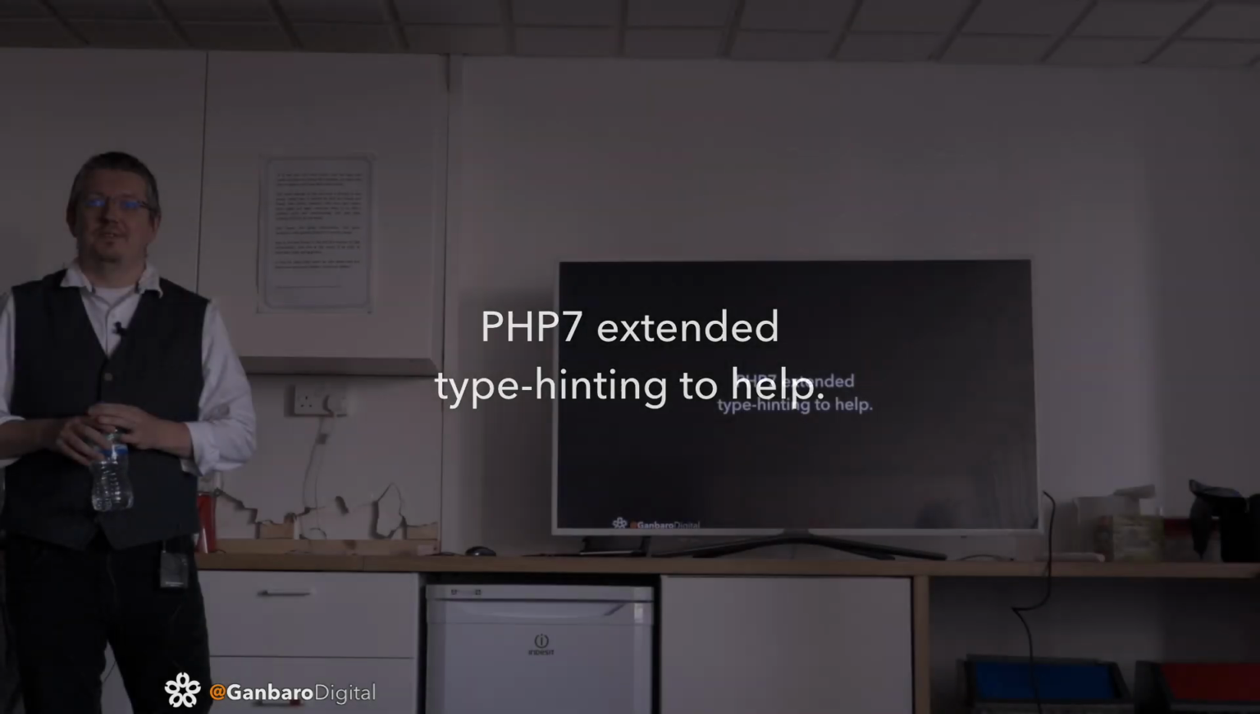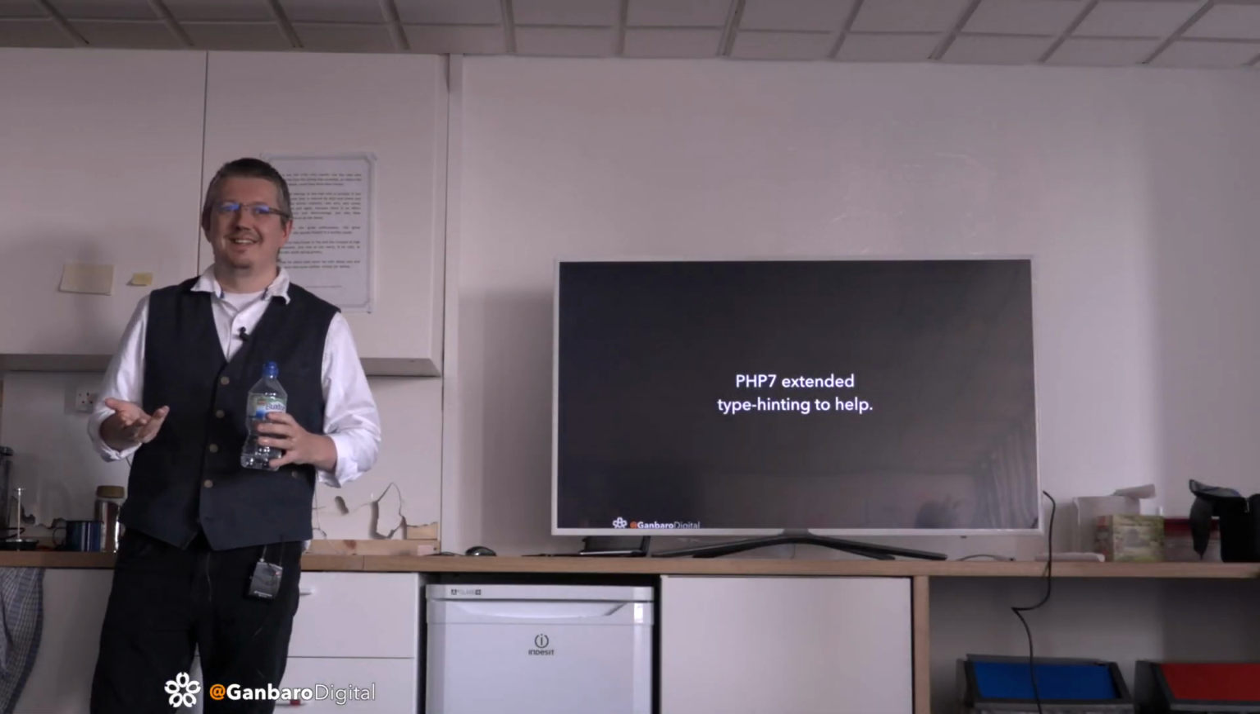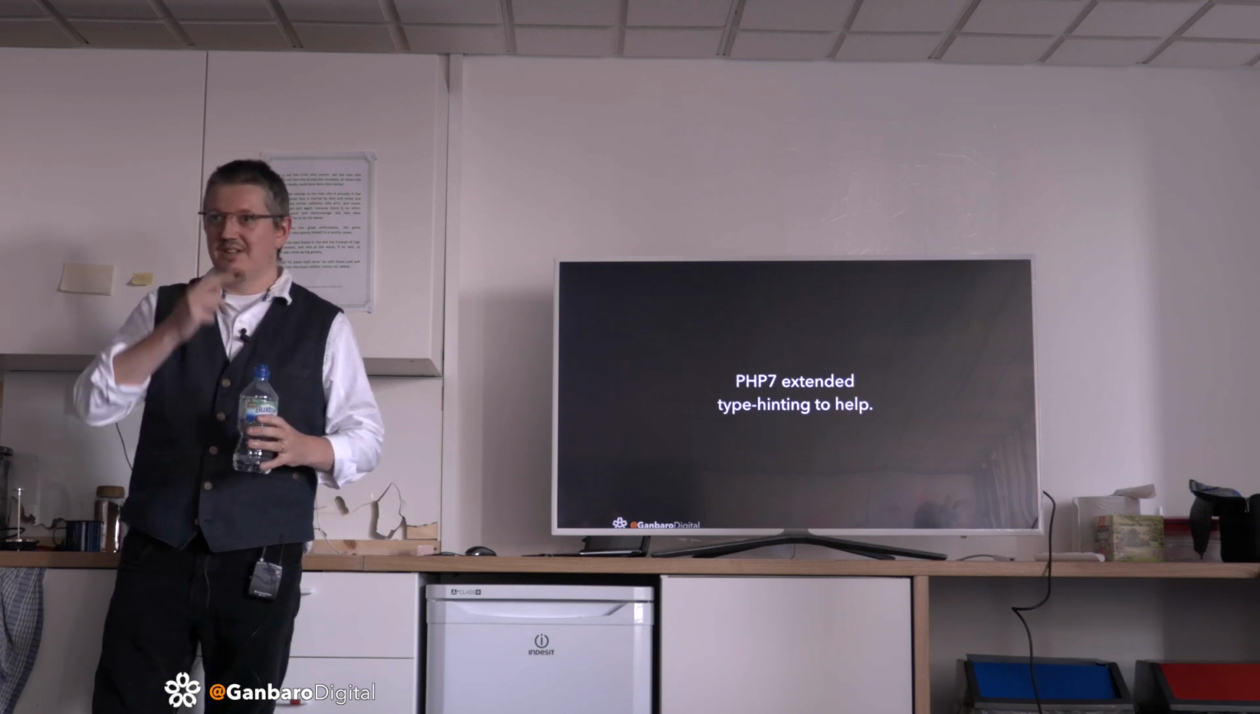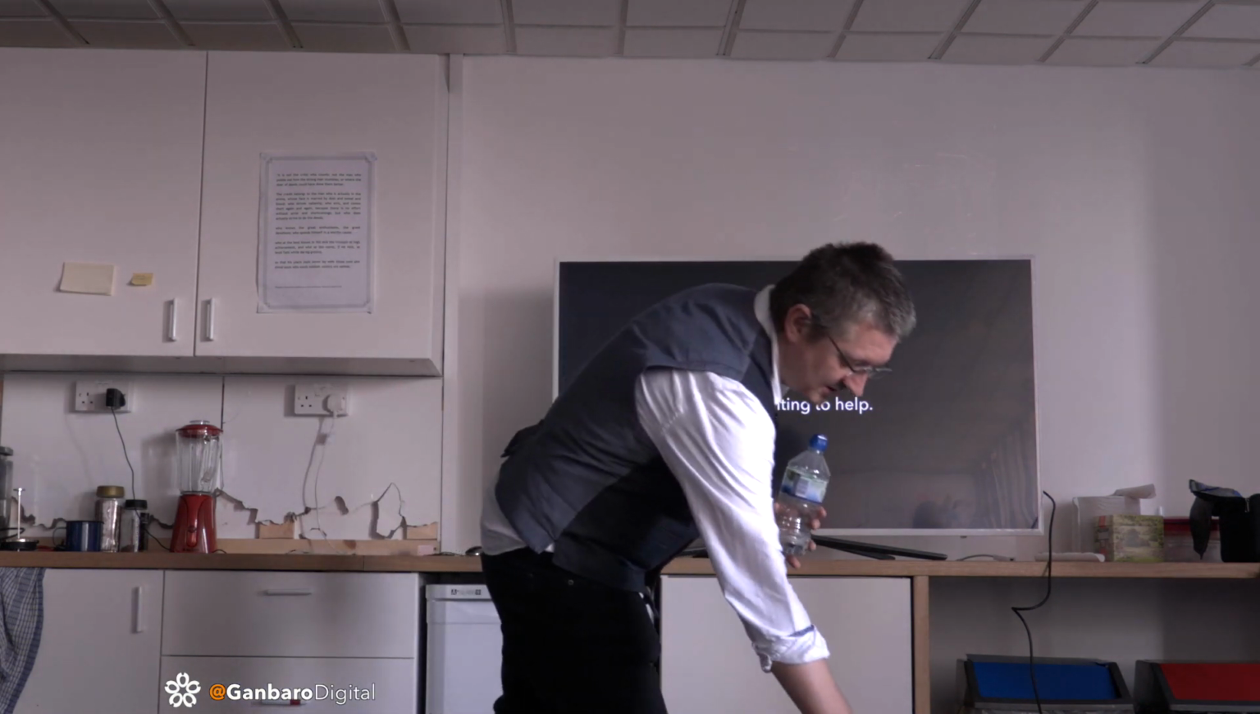PHP 7 and type hinting. PHP 7 has made some very nice improvements to help with this. In PHP 5 and before, you could... Well, first of all, apologies. Does everyone know what type hinting is? Yep. OK. So PHP 7's extended that, because before you could only use object types. Now, you can use scalar types.